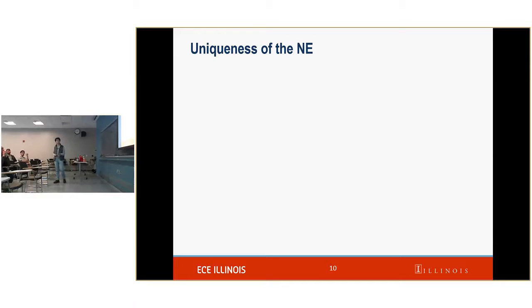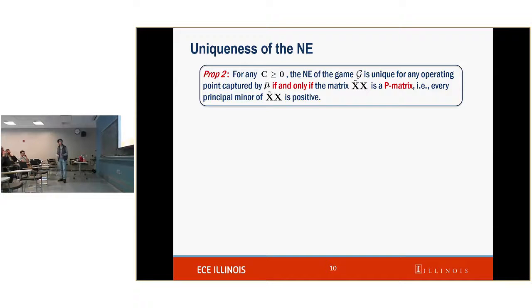After the existence of the equilibrium, we also investigate the uniqueness of that equilibrium. We have such a proposition showing that this equilibrium is unique for any operating point mu bar if and only if the matrix X tilde X is a P matrix, meaning that all its principal minors are positive. I want to emphasize the reason why we want the condition to hold for any C: first of all, C is related to the cost of VAR injection, which is difficult to justify its value in practice. And also, we are more interested in how the communication topology captured by X tilde and the setup of the power network captured by X impact this uniqueness. So we want the condition to be irrelevant to the choice of C.